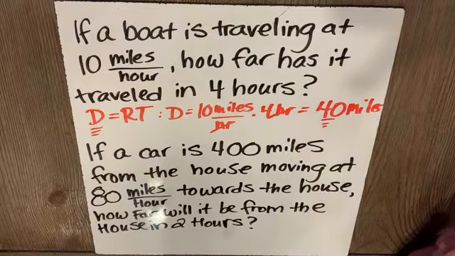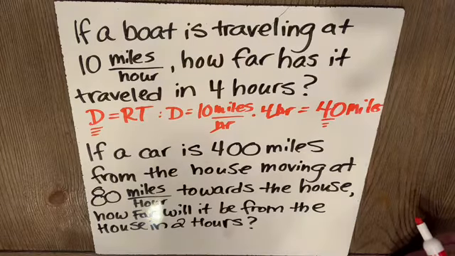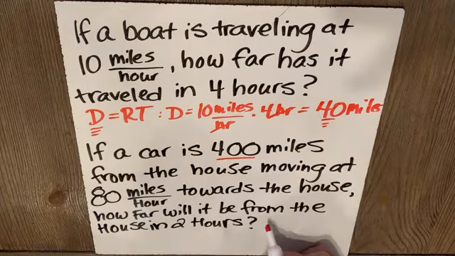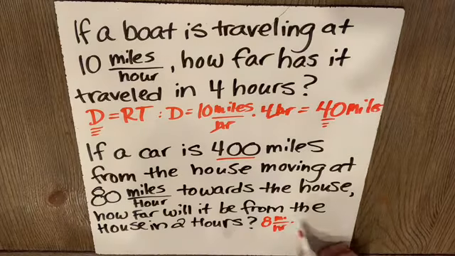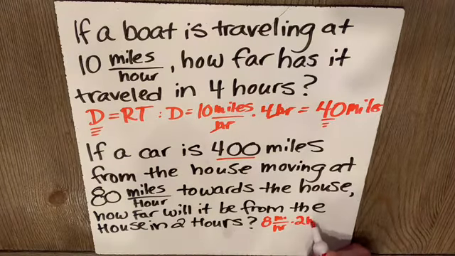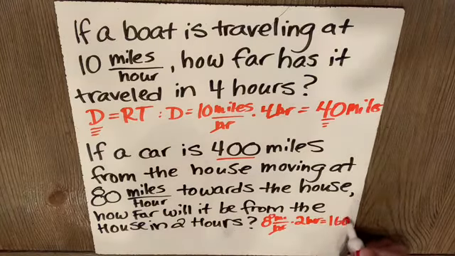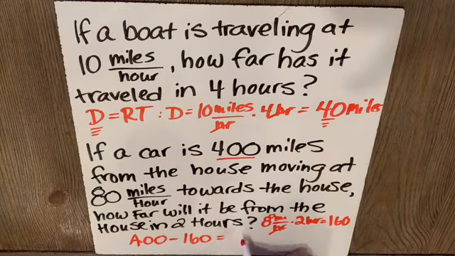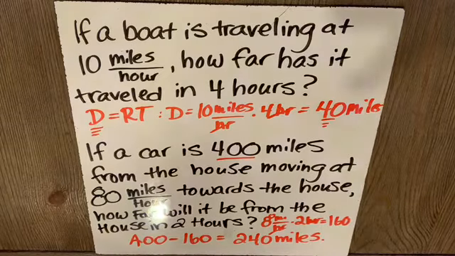If a car is 400 miles from the house, moving at 80 miles an hour towards the house, how far will it be from the house in 2 hours? So it's going to be closer than 400 miles. Well, if we take 80 miles per hour and we multiply this by 2 hours, notice those units cancel, and we get 80 times 2 is 160 miles. So then 400 minus 160 gives us 240 miles from the house.